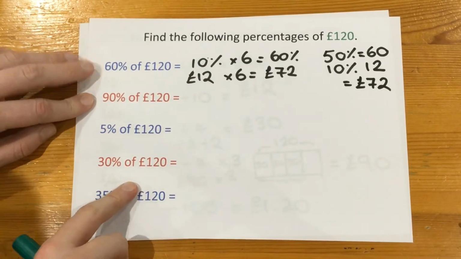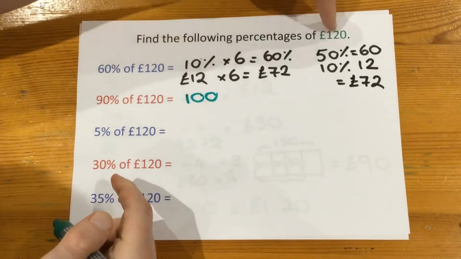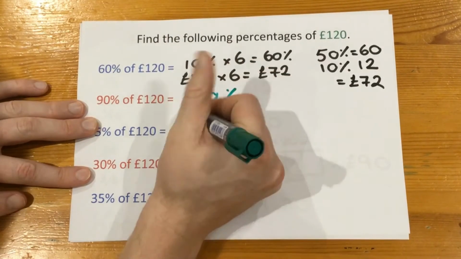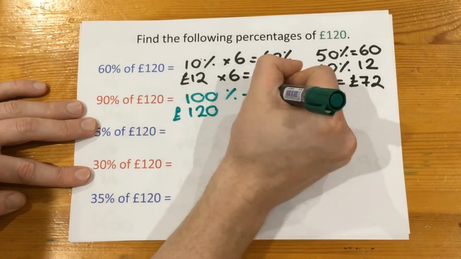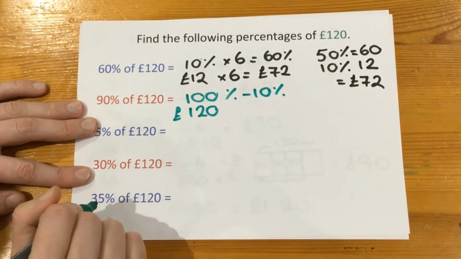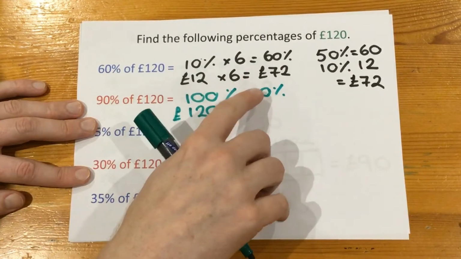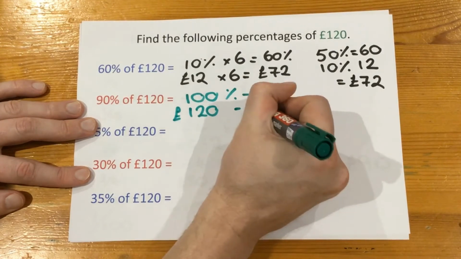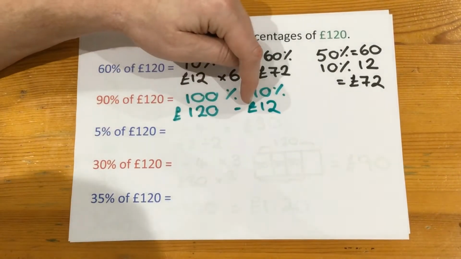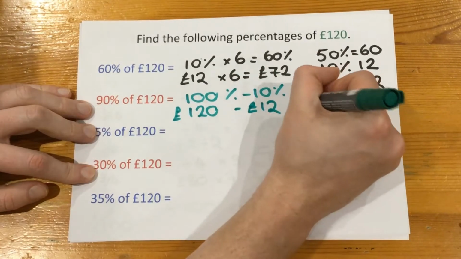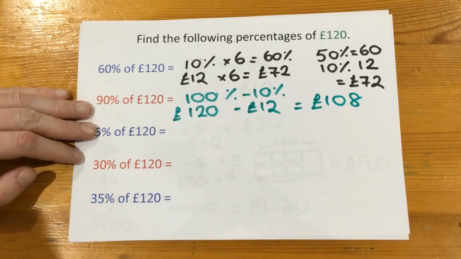90%, I would calculate 90% by taking 100%, which is the whole number, which is £120, subtracting 10%. 100 take away 10 is 90%. So I know that 10% is £12, and I can solve this mentally. 120 take away 10 is 110, take away the 2 is £108.